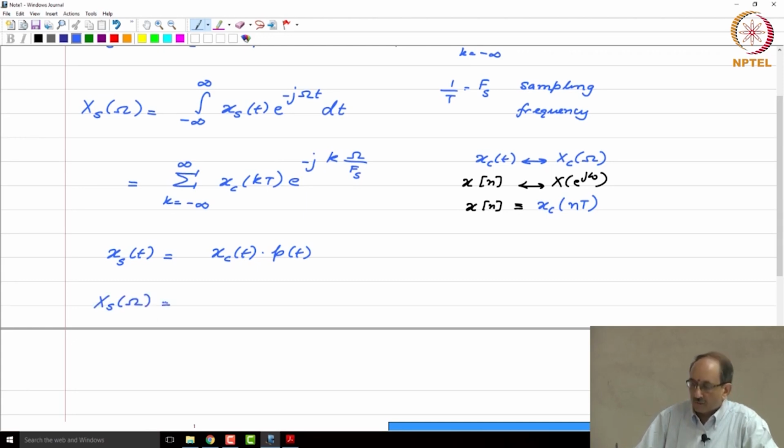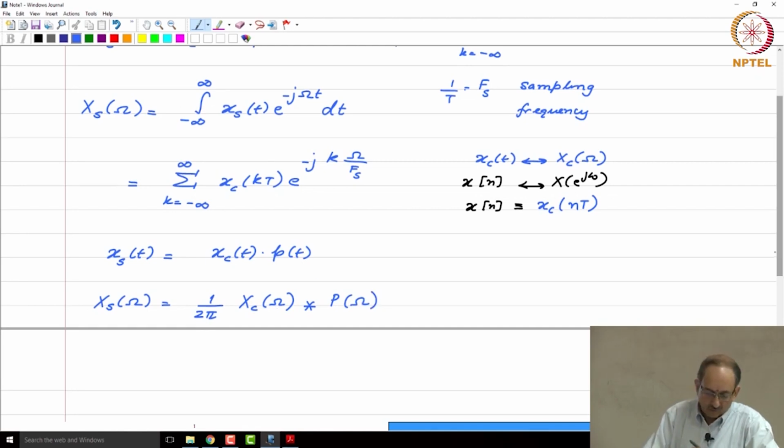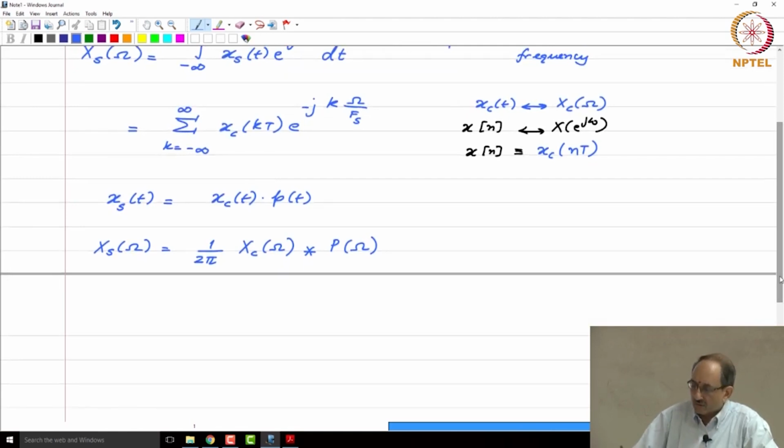and we also know that if you multiply in the time domain, you convolve in the frequency domain. Therefore, from the multiplication in the time domain relating to convolution in the frequency domain, the expression now becomes xc of omega convolved with p of omega. So, xc of omega is the Fourier transform of xc of t, and p of cap omega is the Fourier transform of the impulse train.